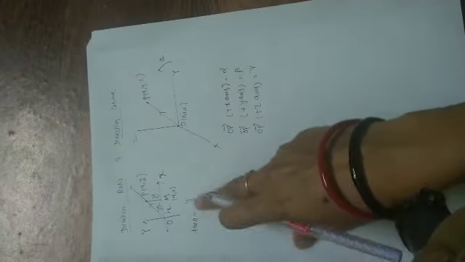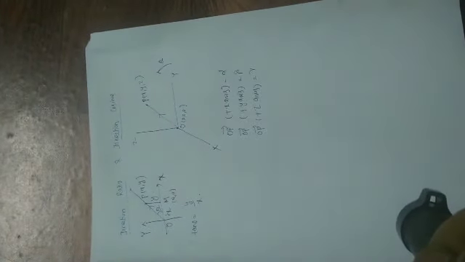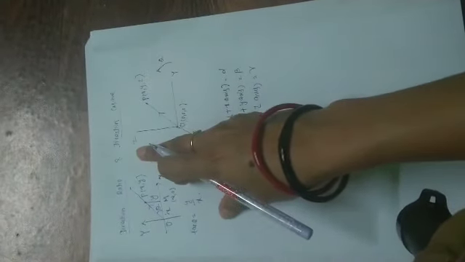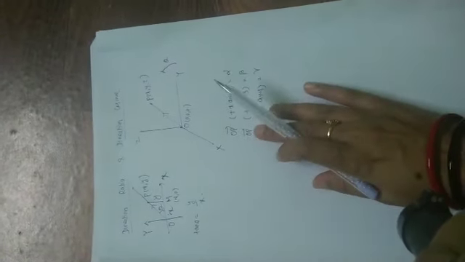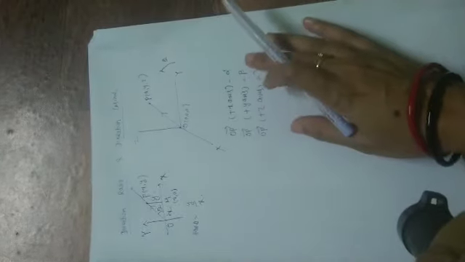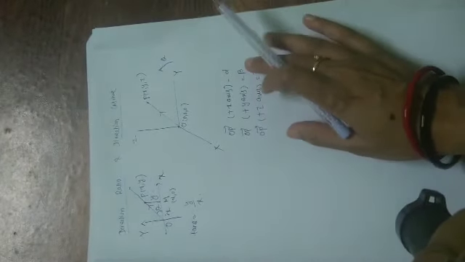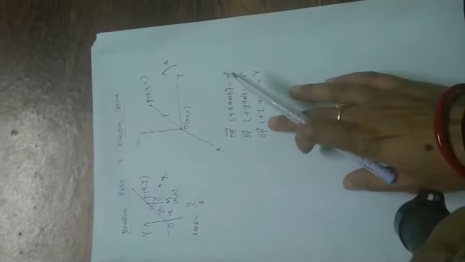Now what will be the relation? Here we calculated tan theta, but here we have to calculate it for the x axis, y axis and z axis. That's why the OP vector makes angle alpha with the x axis, angle beta with the y axis, and the OP vector makes angle gamma with the positive z axis.